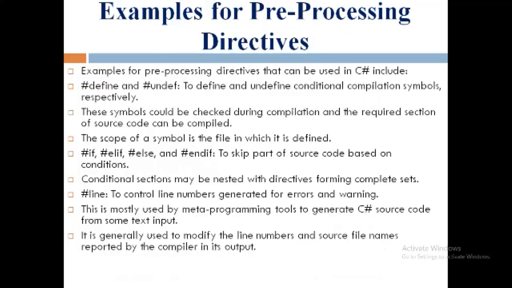Then we discuss some examples for preprocessing directives. The examples for preprocessing directives that can be used in C hash include hash define and hash undef, to define and undefine conditional compilation symbols respectively. These symbols could be checked during compilation and the required section of source code can be compiled. The scope of a symbol is the file in which it is defined.